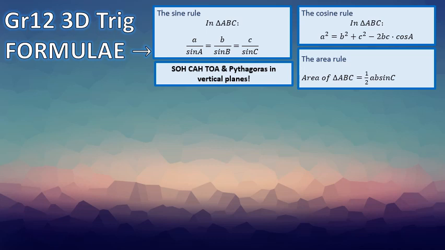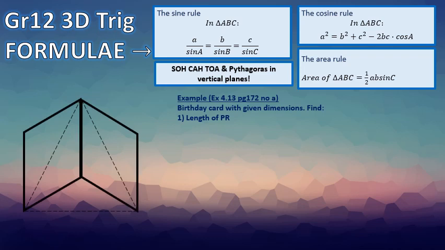And then last thing I want you to remember is to not overcomplicate questions. If you are given a 3D diagram like this one in the example, don't freak out, because in the vertical planes you can use your normal SOHCAHTOA and Pythagoras, and those are simple concepts that you've been doing for a very long time. So if you can work in the vertical planes, you will be working in right-angled triangles, and that will make your life so much easier. Okay, let's jump into this example.